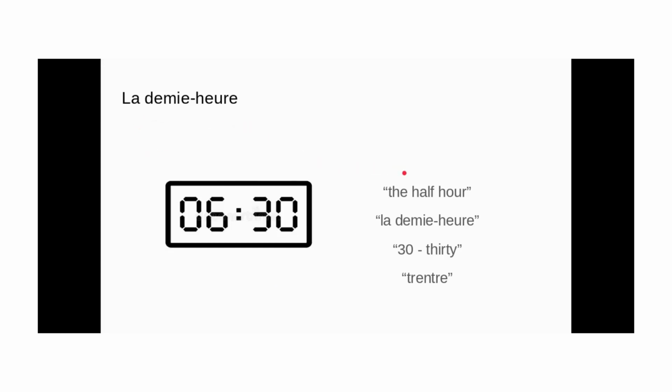La demi-heure. The half hour. La demi-heure ou 30. So there are two ways that you can express it. The half hour. La demi-heure. Il est 6h30. 6:30 p.m. or a.m. Il est 6h30.